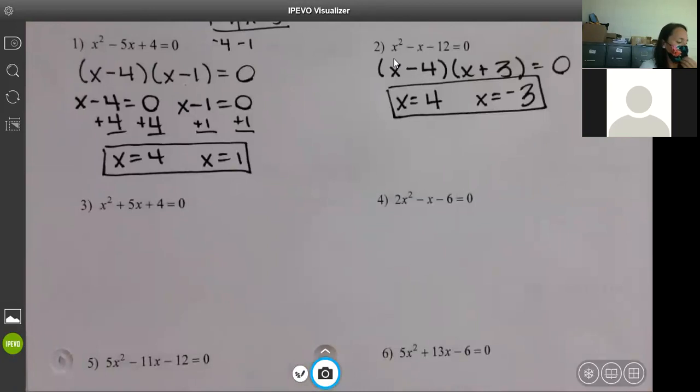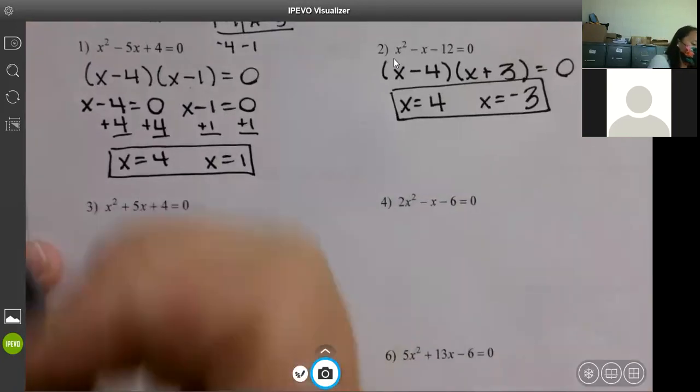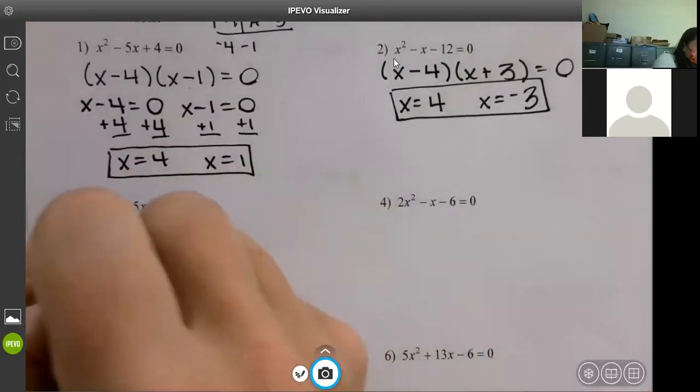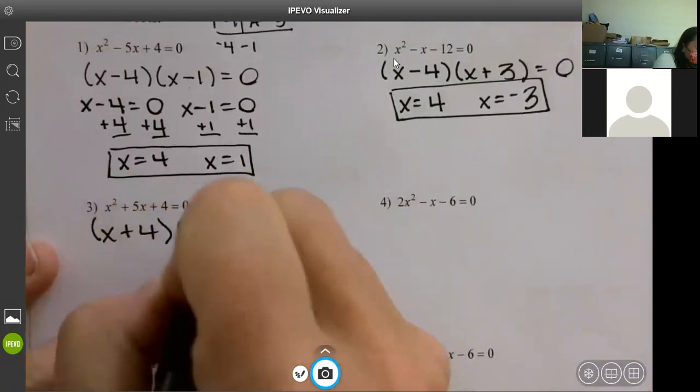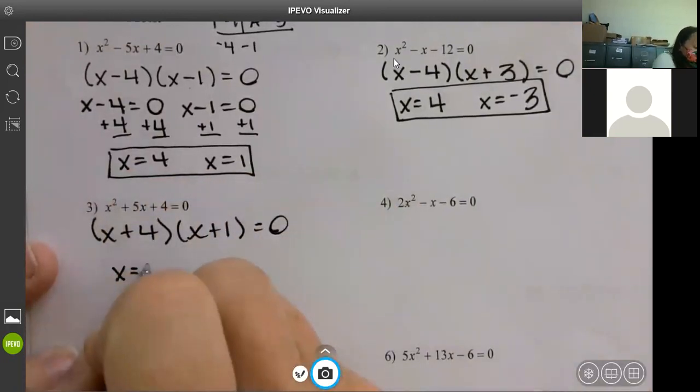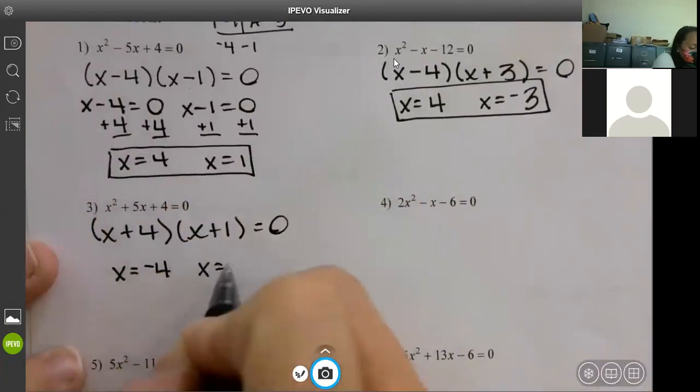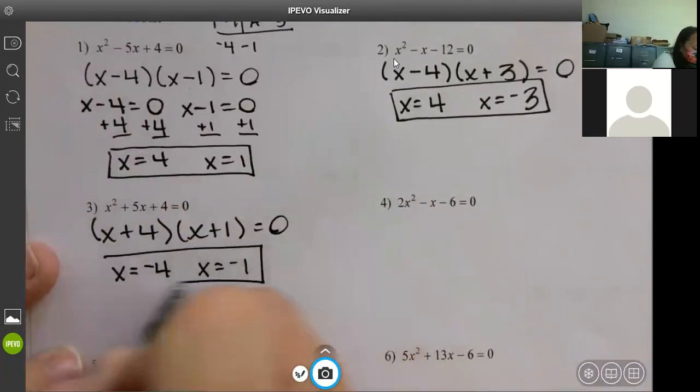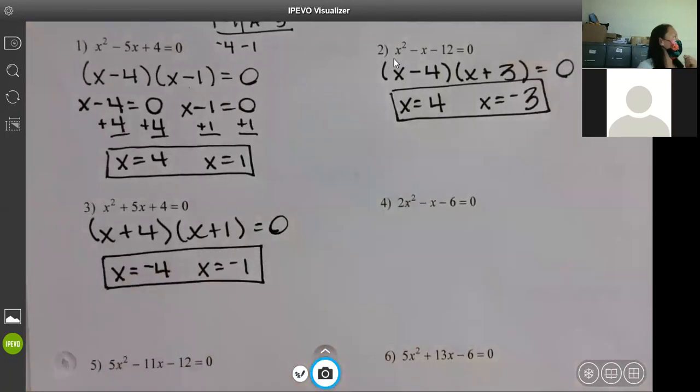Same thing on number 3, factors of 4 that add to 5. 4 and 1, +4 and +1. So your answers would be -4 and -1. Now we did 3 problems in like a minute and a half. Okay, this shouldn't take you long.